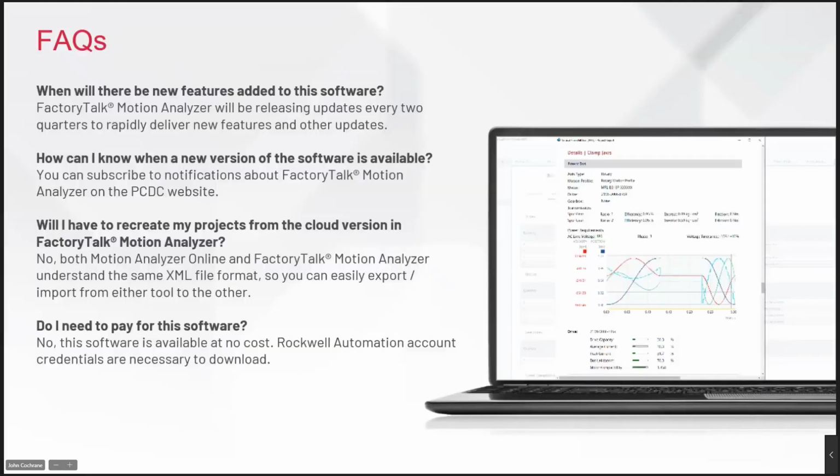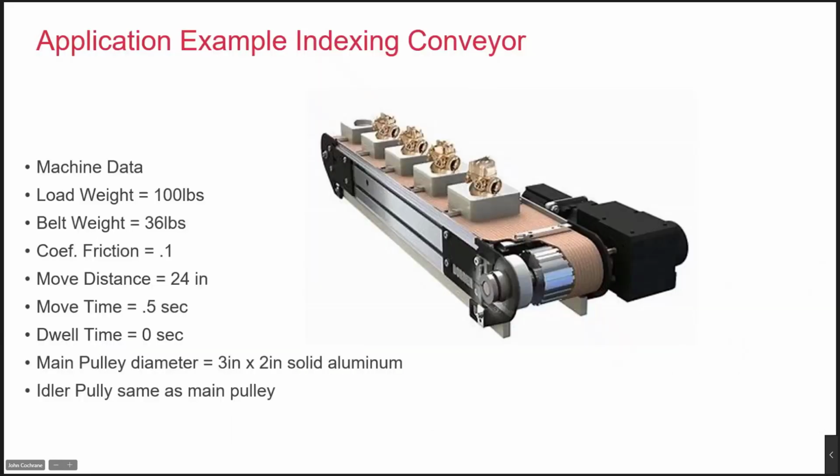And what I was going to do today is go through an application example here. What I have here is a customer, say, for example, that's given me an application to look at for an indexing conveyor. This is a very typical common application that we size a lot. So basically the customer's data is below here, where I've said, okay, I've got a load weight of 100 pounds.